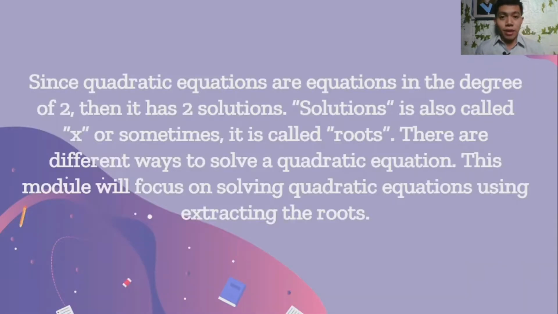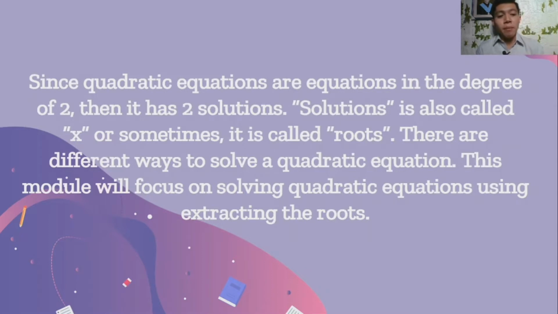Under this lesson on quadratic equations, let's first identify what a quadratic equation is. Quadratic equations are equations in the degree of 2. What does it mean when an equation is in the degree of 2? It means the highest exponent is 2. So when the highest exponent in an equation is 2, we call it a quadratic equation.